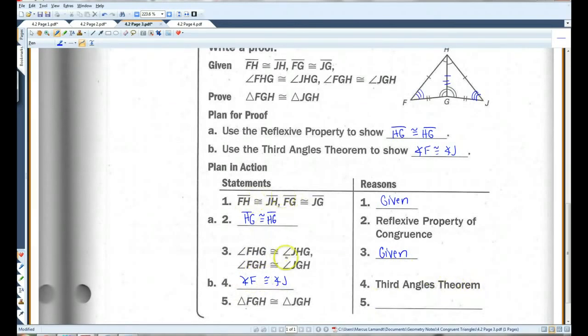So now we have all three sides. We have all three angles. If all three sides and all three angles are congruent, then the triangles are congruent. That's just the definition of congruent triangles.